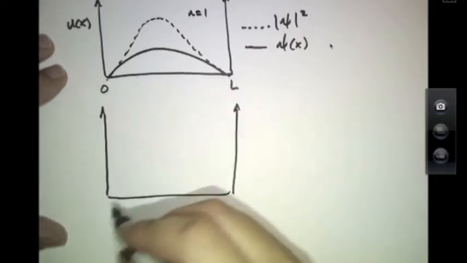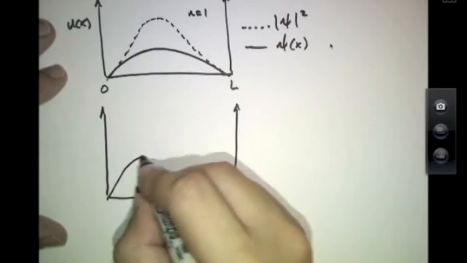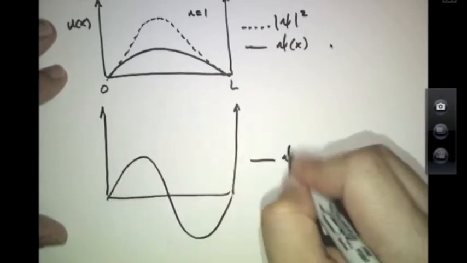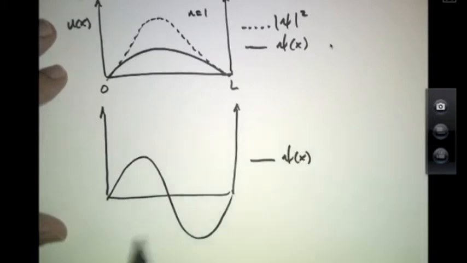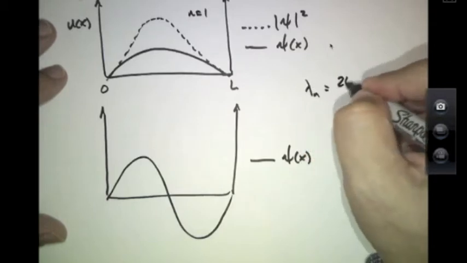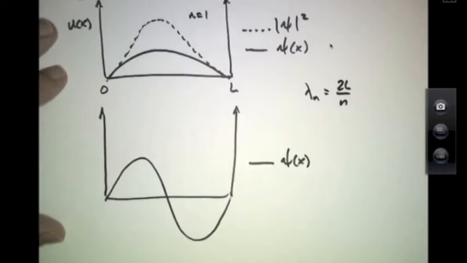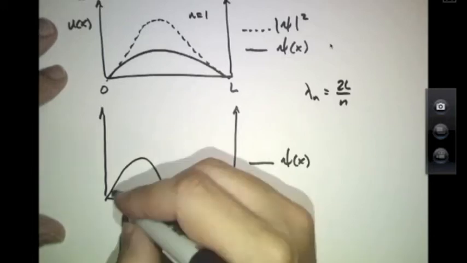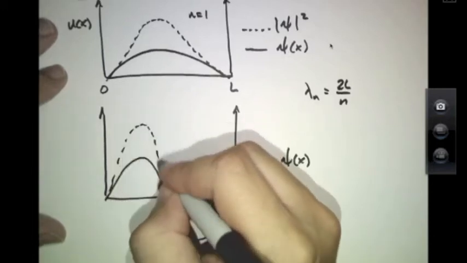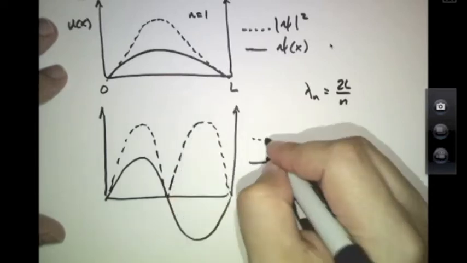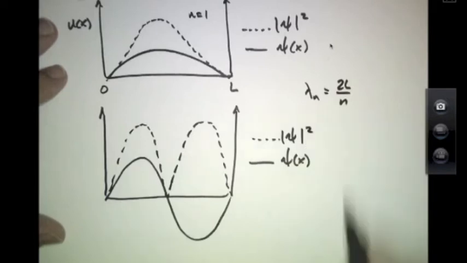I could do the same for n equals 2. This would be psi of x, whereas n equals 2 has a wavelength that actually equals L. We get the same wavelengths as we do in classical physics for waves on a string clamped at both ends. But what will the norm squared of this function look like? Well, it's going to look something like that.